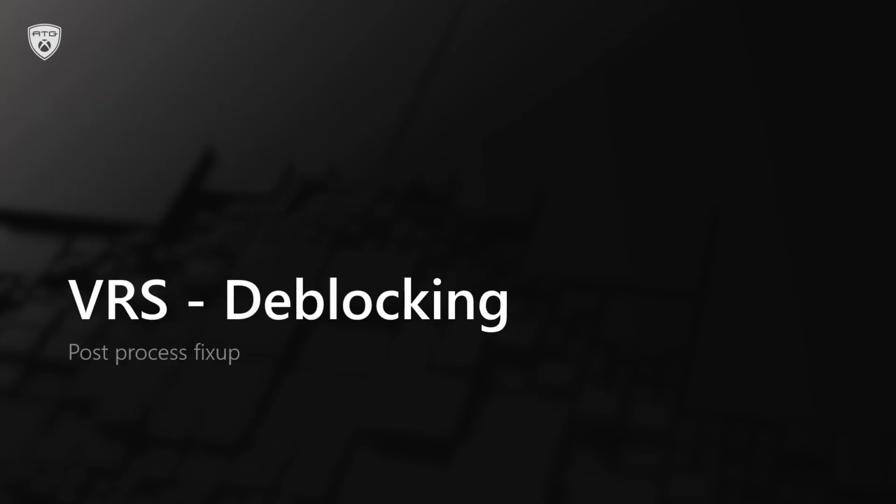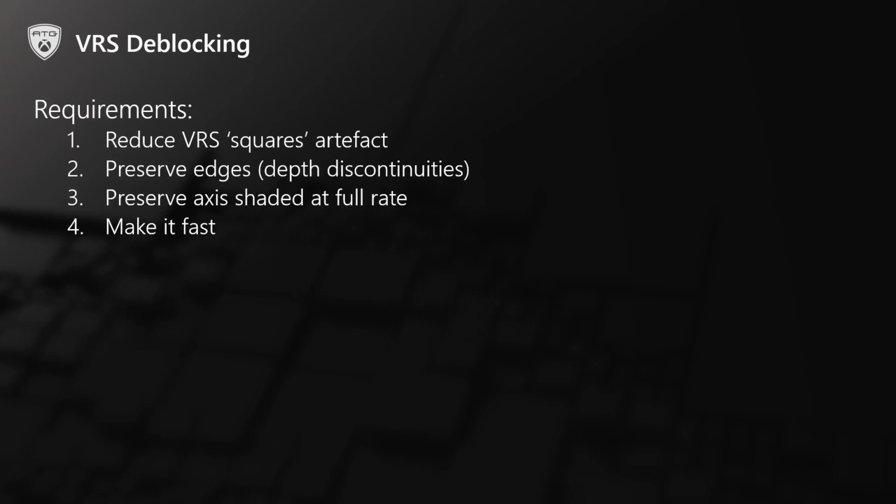So we now come to the last part of the talk, which is a little bonus material on VRS deblocking, and that is looking at the VRS squares artifact as a post-process and attempting to fix it. So quite simply, we're looking for where variable rate shading has put down duplicate values, and possibly sparse lighting has done the same. We need to preserve edges, we need to preserve depth discontinuities, we need to preserve full rate shading and not interfere with that. That's critically important. And of course the last point goes without saying, this needs to be fast.